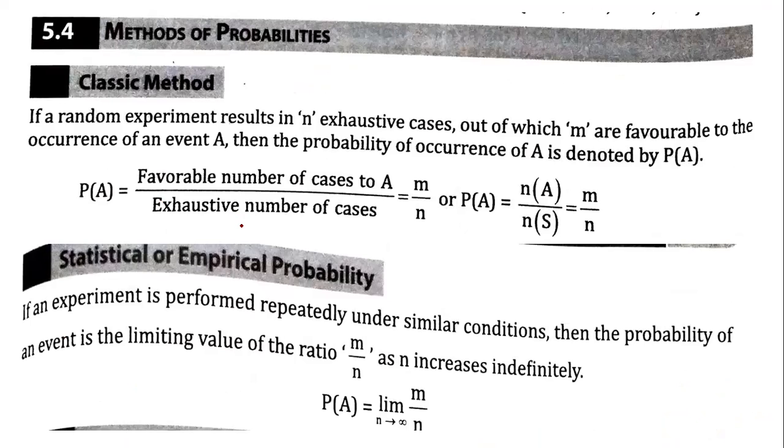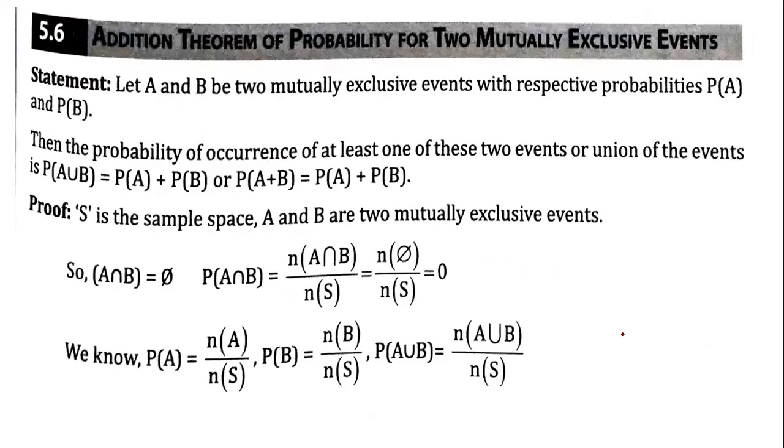What are the favorable number of cases? Out of 3, getting 2 is the favorable number of cases. And apart from that, what are the total cases? We had 10 balls in the bag, and out of that we are selecting 2 random balls, right? So those 2 random balls, we are saying, are white balls. So this formula is being used here.